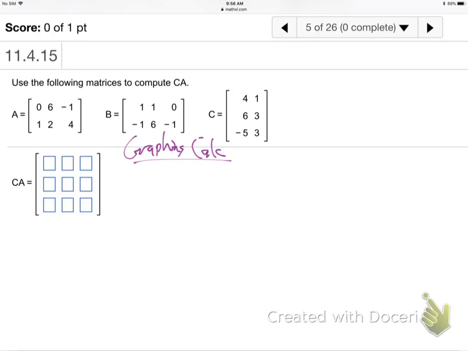So now, enter matrix C. Can you do that? Go back into the matrix mode, put in matrix C.